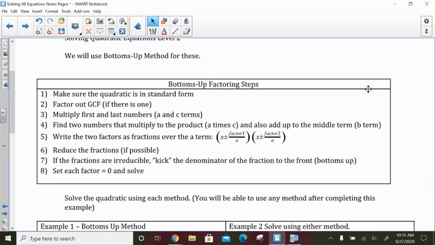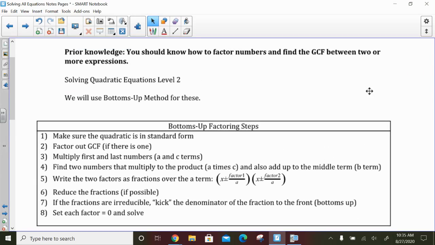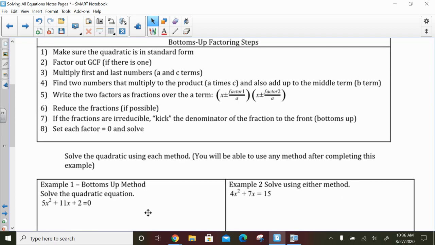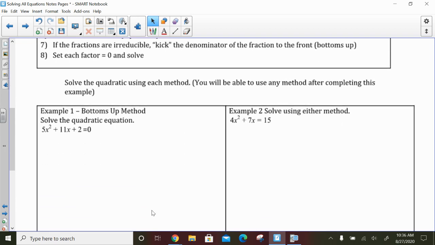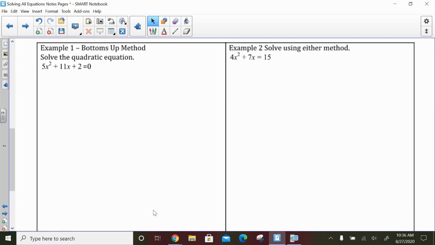All right, so today we are going to continue solving quadratic equations. This time we have level 2, which means that you're going to have GCF, but you also have trinomials where the first number is a number bigger than 1. So you will have to do your bottoms up method. Okay, so here is your bottoms up method and your steps for what you can go through. I will talk you through those steps with this first example.